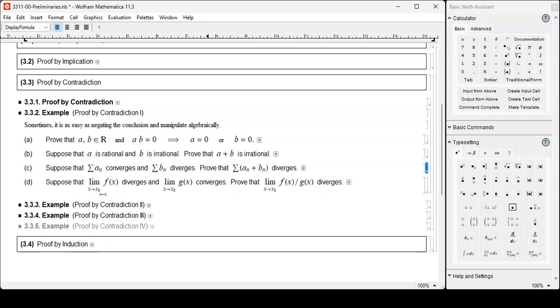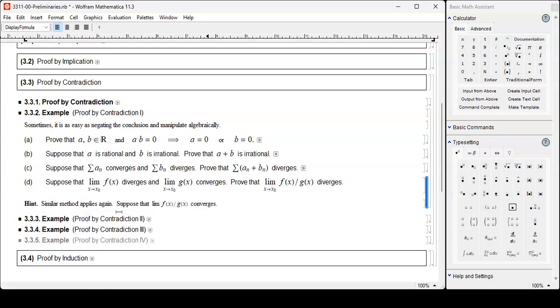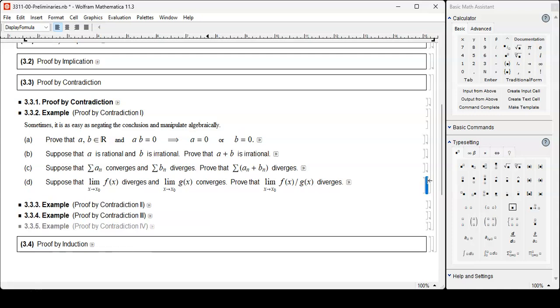Let's see. This limit diverges and this limit converges. Prove that this limit diverges. Proof by contradiction, so you have to negate it. Suppose that this converges and try to find a contradiction. So assume this converges and then apply some limit rule. Try to get some contradiction out of there. Suppose that this limit converges, and then what do you do? I'll leave you there. So those are examples of proof by contradiction. Negate the conclusion, and then try to find a contradiction.